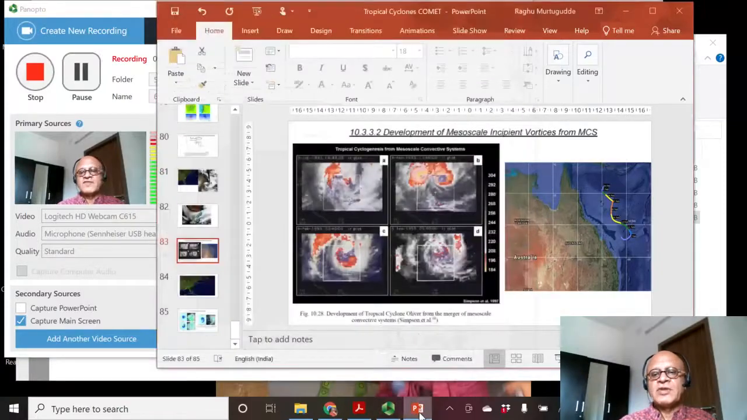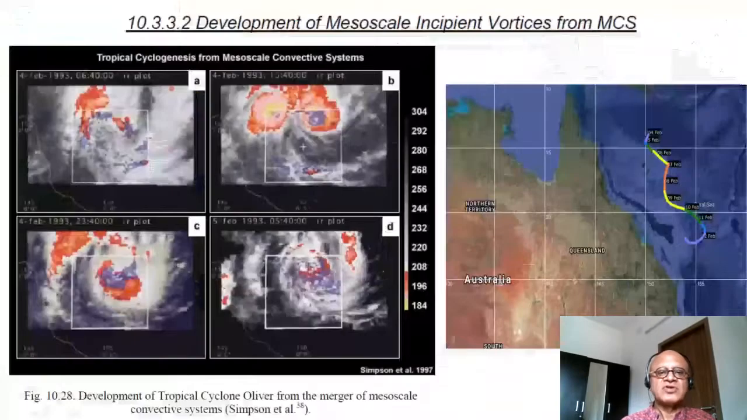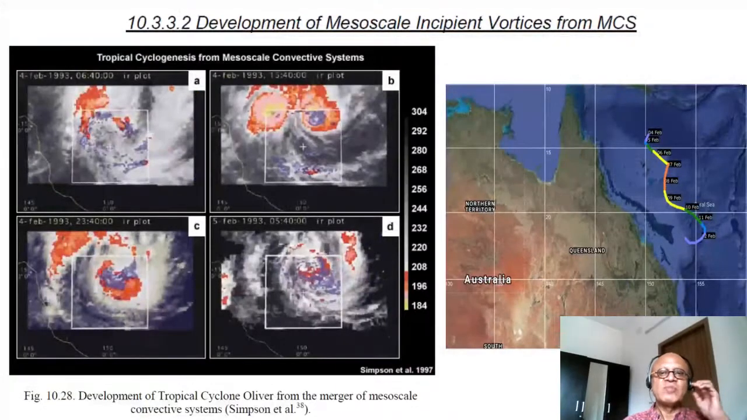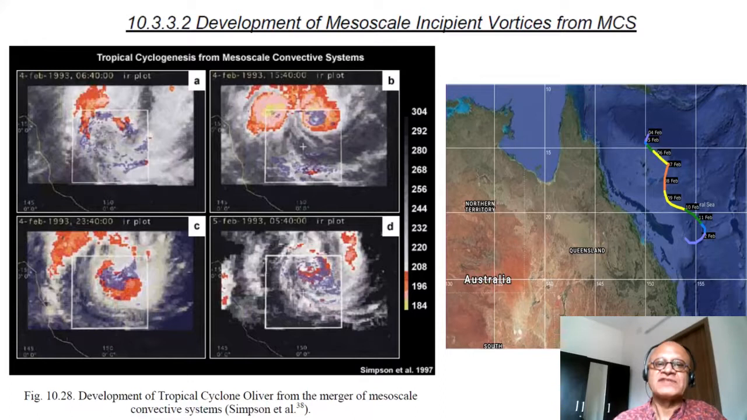Let's look at a couple more examples, almost like case studies, but you know by now that these are not really typologies. These are individual examples which may amount to some improved understanding of cyclogenesis. So this is the development of mesoscale incipient vortices from mesoscale convective systems, which we already mentioned in the context of easterly waves and so on.